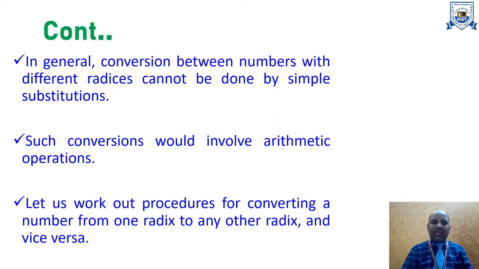Now we move on to the next slide. It is the continuation of the previous slide. In general, conversion between numbers with different radices, and you can remember radices is also called the base, as the radix for the decimal system is 10, because there are 10 digits 0 to 9, cannot be done by simple substitution. It is not like you can substitute one digit for another and have the equivalent result in the other system. Such conversions involve arithmetic operations. They do require a certain kind of arithmetic when you want to convert a number from one system to another. Now let us work out procedures for converting a number from one radix to another radix and vice versa.